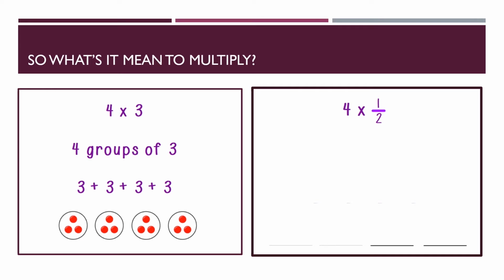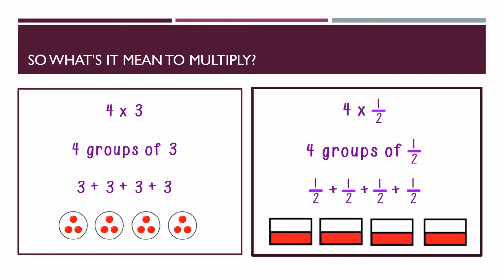So the cool thing about multiplication is it doesn't change even when we're dealing with fractions here. On the right side, let's take a look at what we have when we have 4 times 1/2. It could be represented as 4 groups of 1/2. The repeated addition can be 1/2 plus 1/2 plus 1/2 plus 1/2. And in our model, we have 4 1/2s, 4 halves.